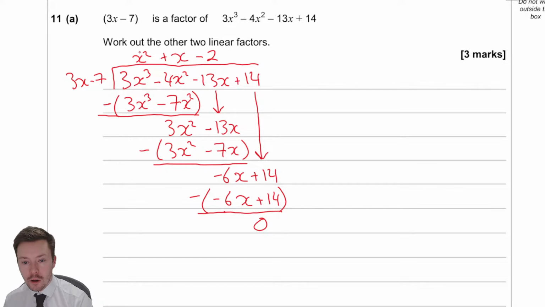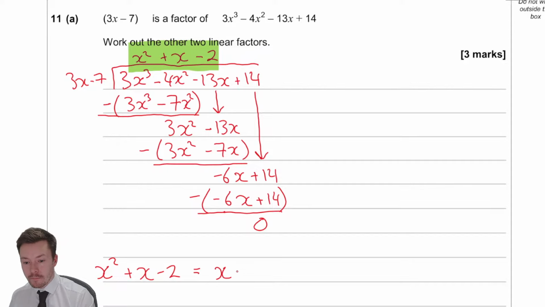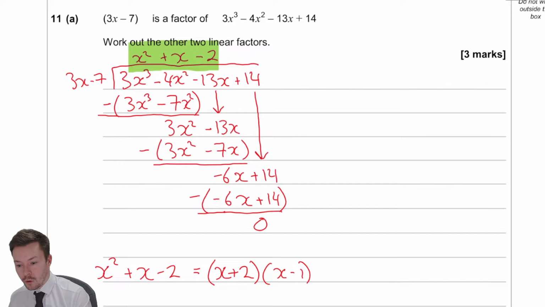Now from there, I then need to factorize this. Okay, x squared plus x minus 2. And hopefully you can work out the factors to that. So x squared plus x minus 2. We need numbers that multiply to give minus 2 and add to give 1. So it's going to be x plus 2, x minus 1. Okay, so x plus 2, x minus 1 are the other two linear factors.